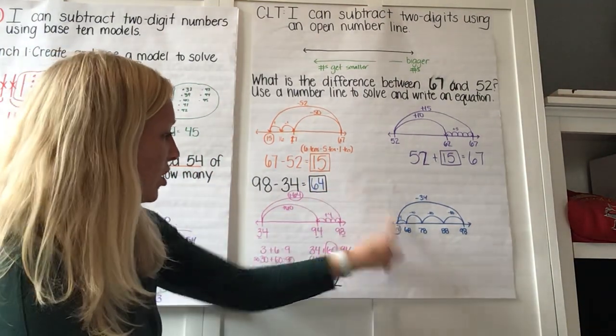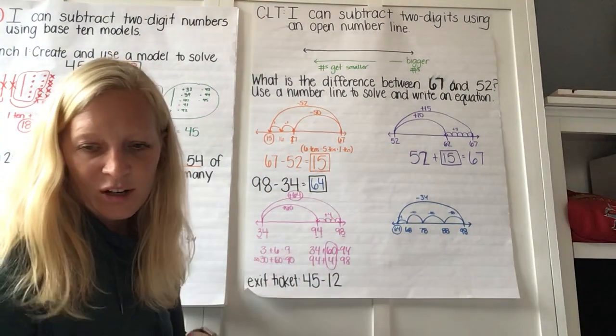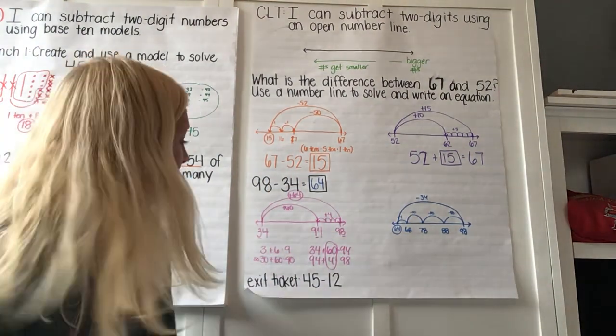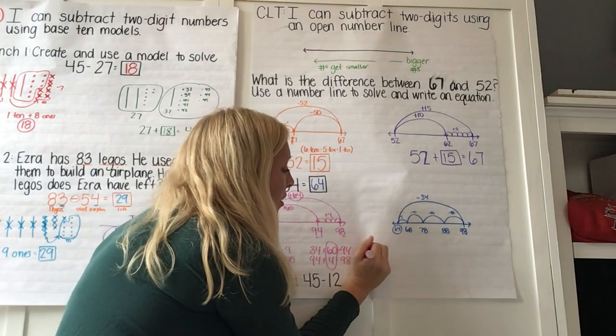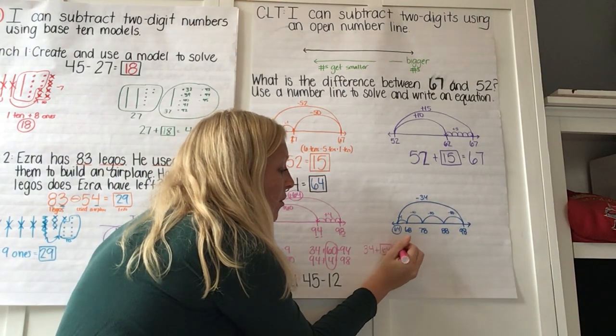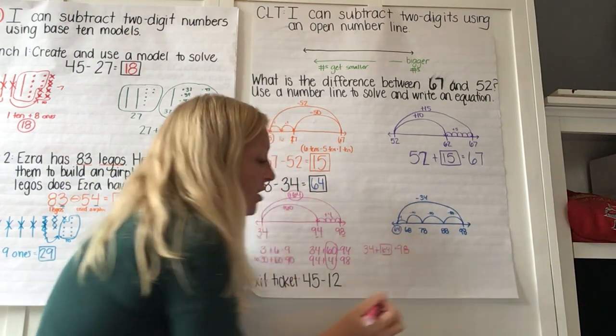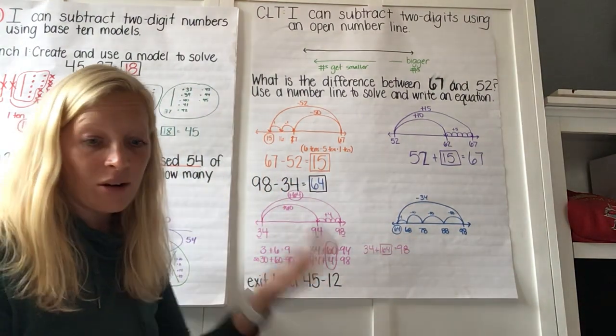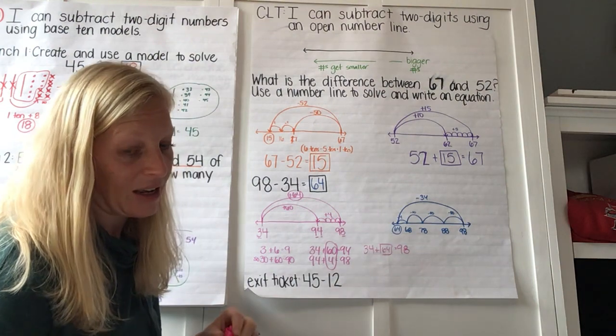They used that equation that was there, but what equation did this friend use? 34 plus 64 equals 98. So again, we're adding or we're subtracting.